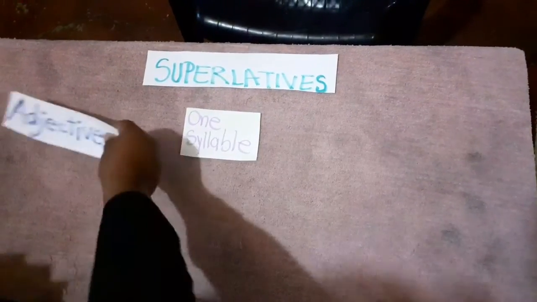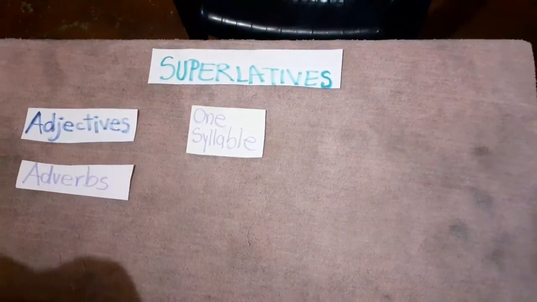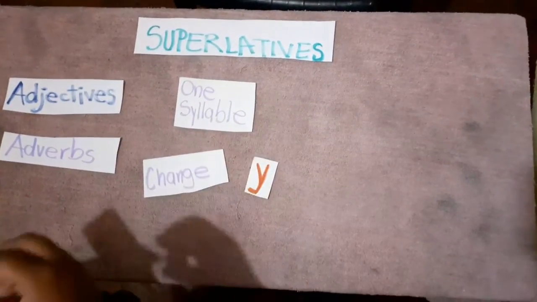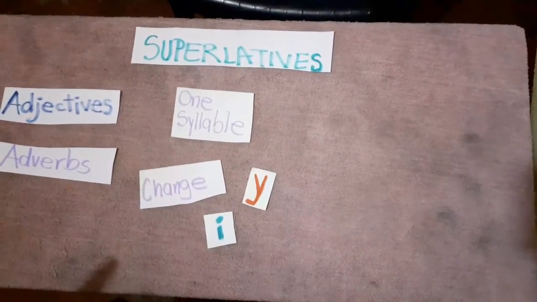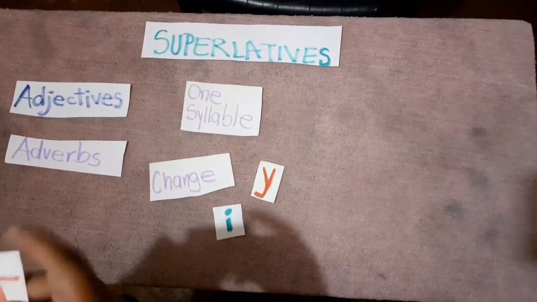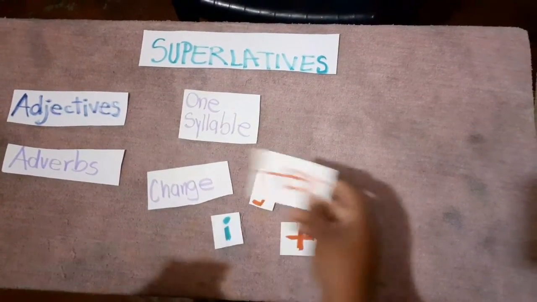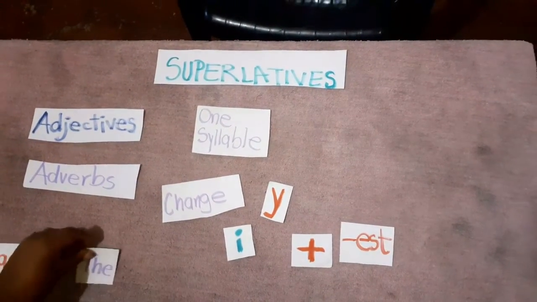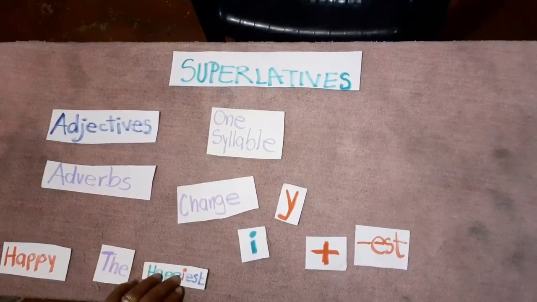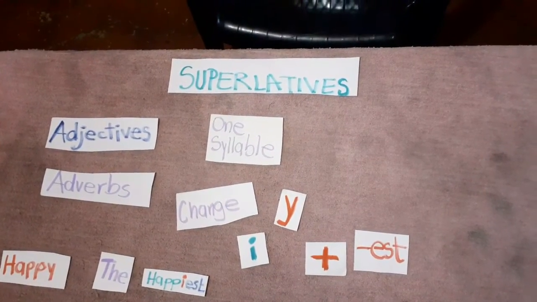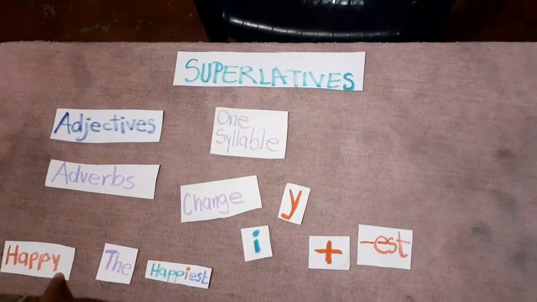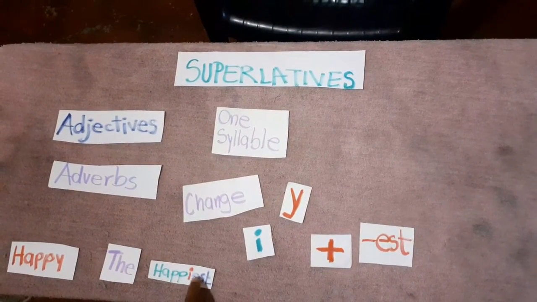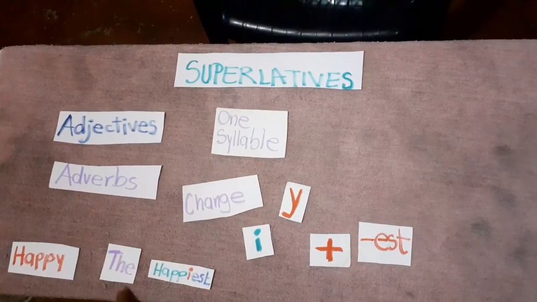One syllable adjectives and adverbs ending in y, we must change the y into i, finally plus est. For example, happy, the happiest. Don't forget the article the. Happy ending in y, change into i and plus est. Happy, the happiest.